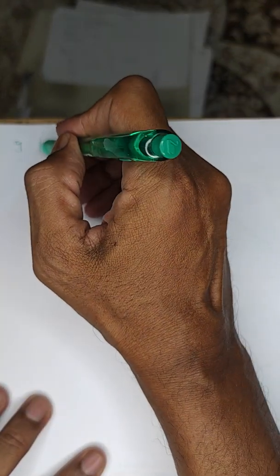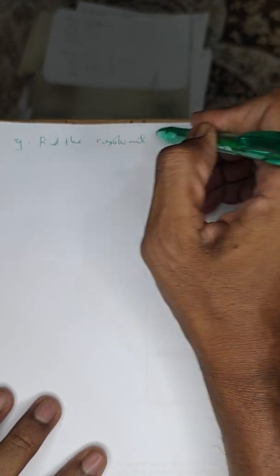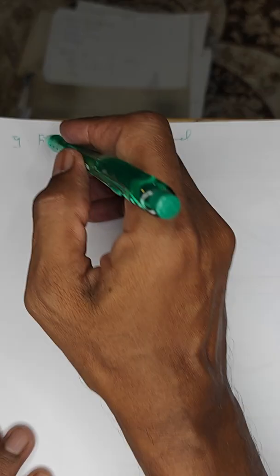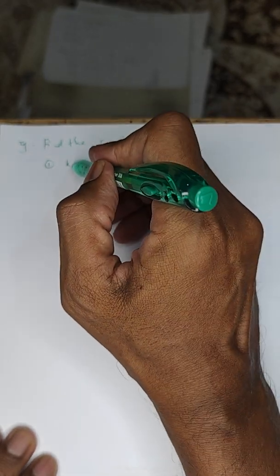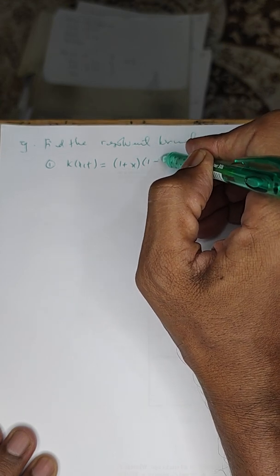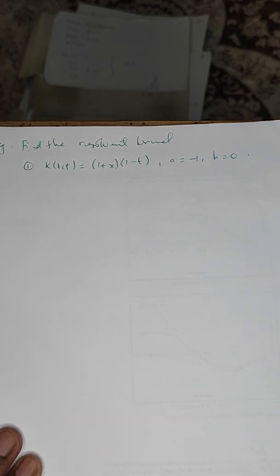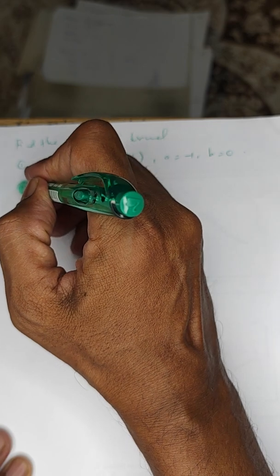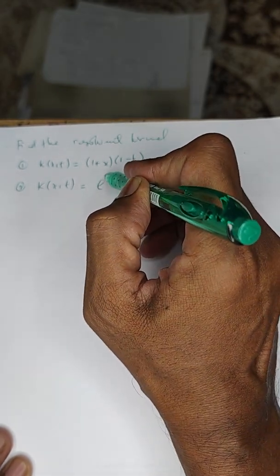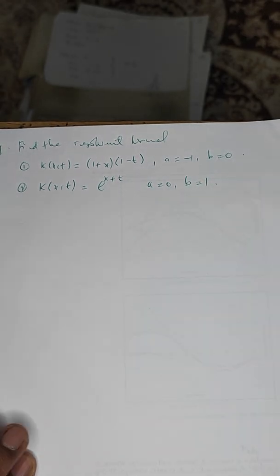Another example, find the resolvent kernel for the non-homogeneous Fredholm integral equation, where our k is given as (1 + x)(1 − t), where a equals −1, b equals 0. And 2, we have k(x,t) equal to e^(x+t) for a equal to 0, b equal to 1.